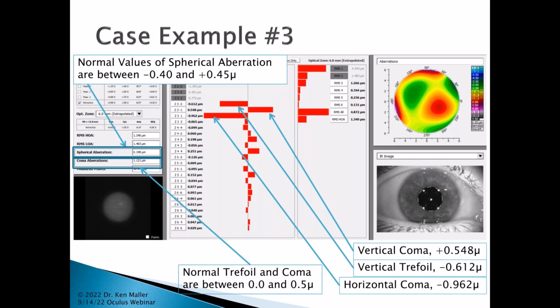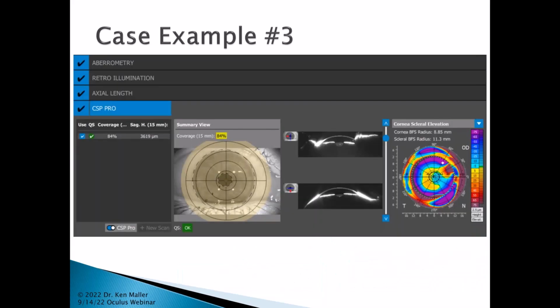So here on the CSP Pro software, we can see during the scan that's being taken, you get feedback immediately about the QS, which is the quality of the scan. And in the upper left there, you can see it's checked with a green mark as acceptable quality.